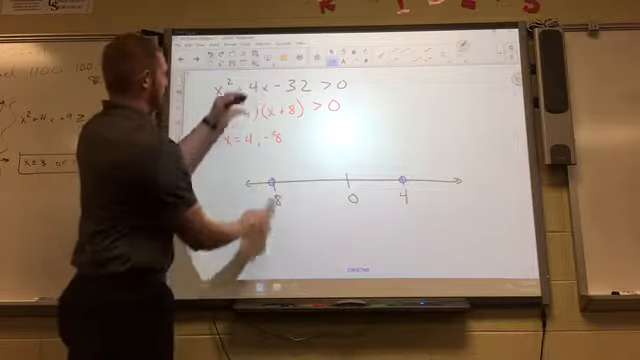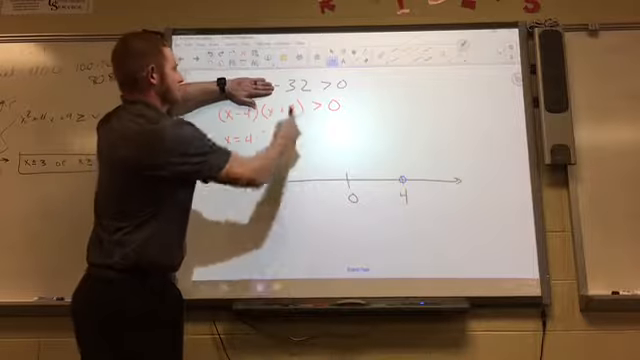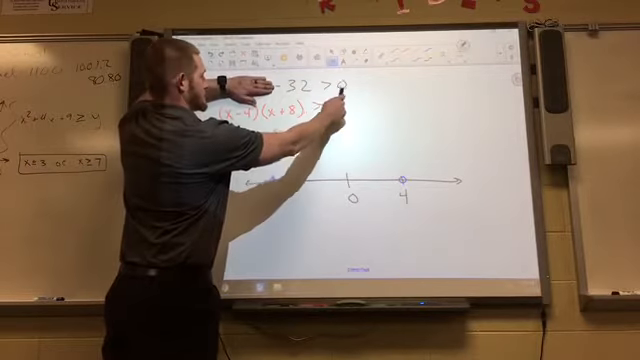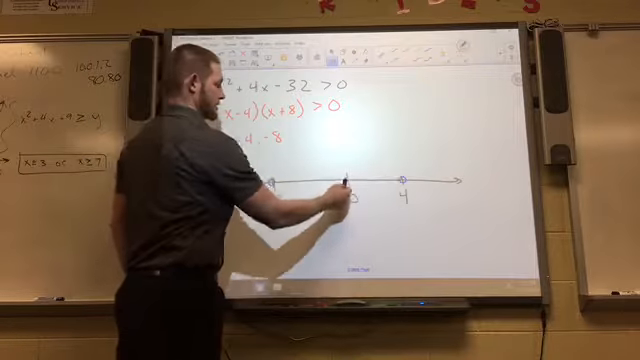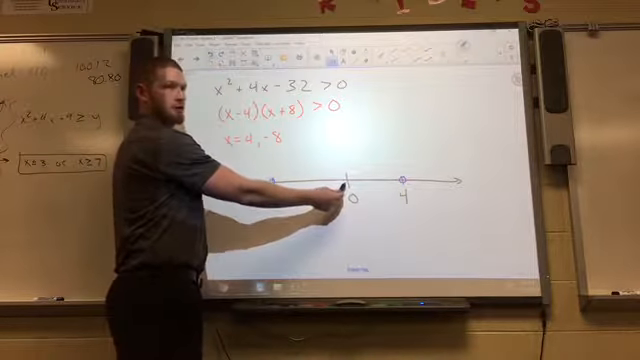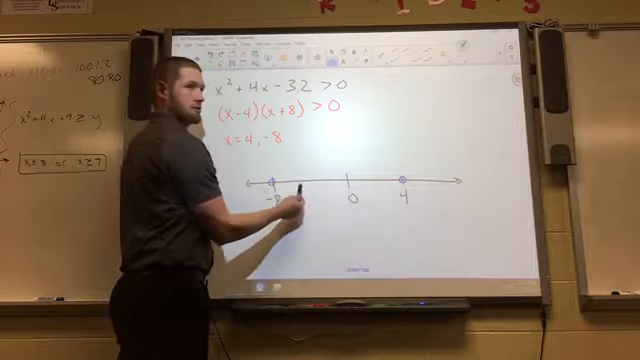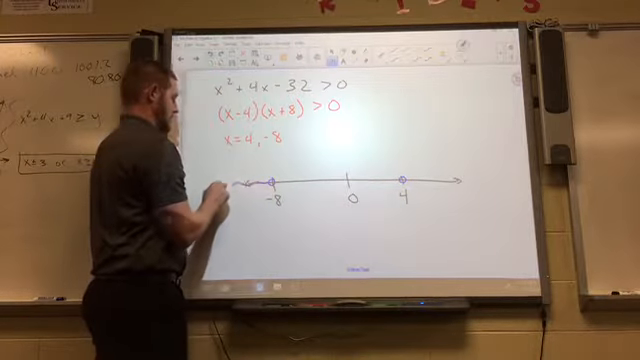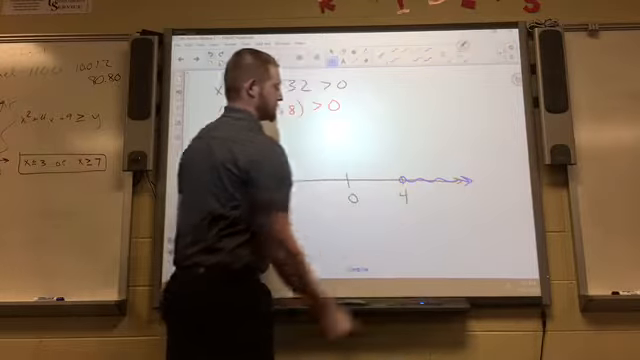When I plug it in, I get what? -32. So is -32 bigger than 0? No. 0 was in between, but that was a false statement, right? Yeah. So do you think I'm going to shade in between if it's false? No. I'm going to shade where I know the answer would be true, which would be outside.